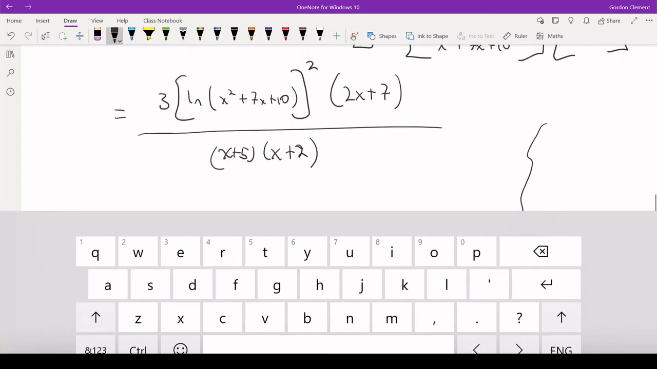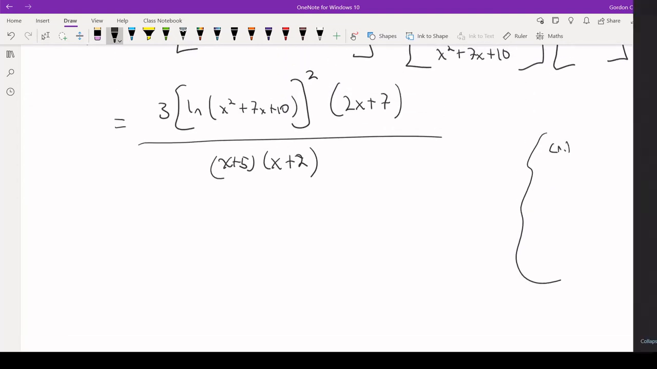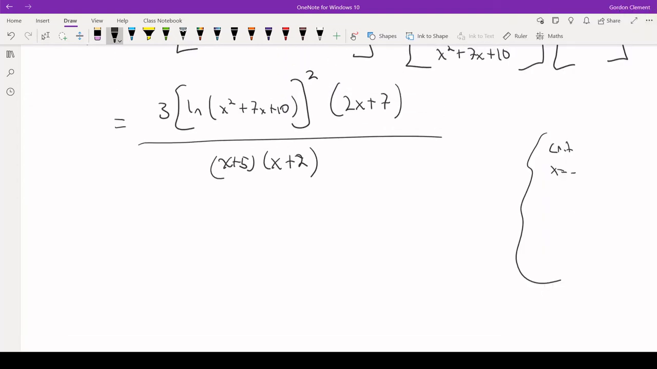I'm going to start to keep track of my critical numbers. So critical values. x equals minus 5 makes the derivative not exist. x equals minus 2 makes the derivative not exist. x equals negative 7 over 2, negative 3.5, makes the derivative 0.